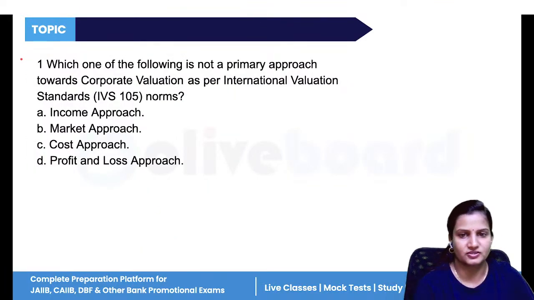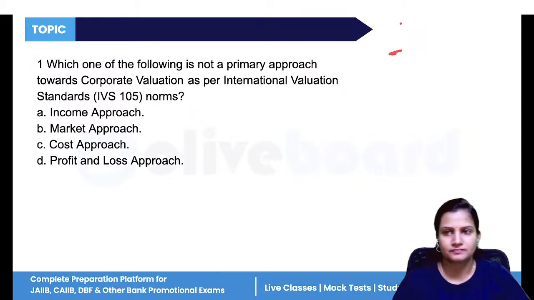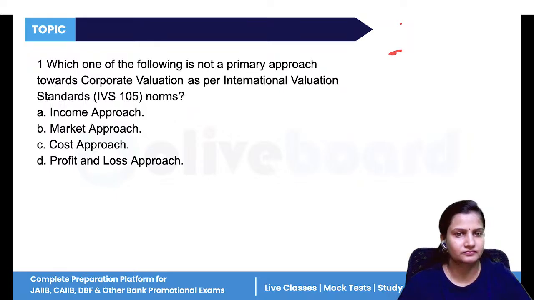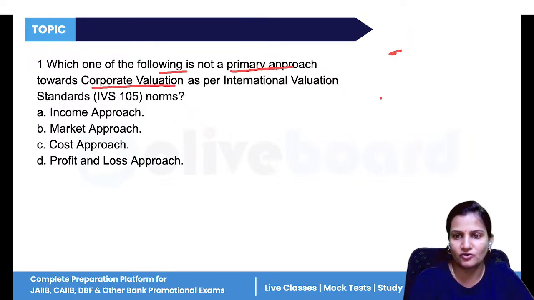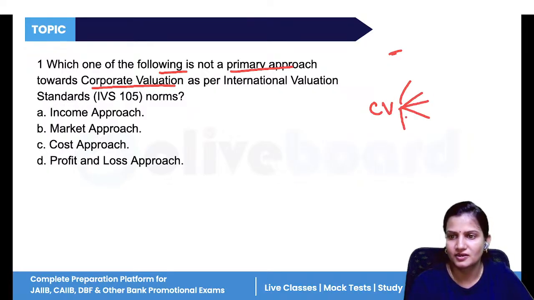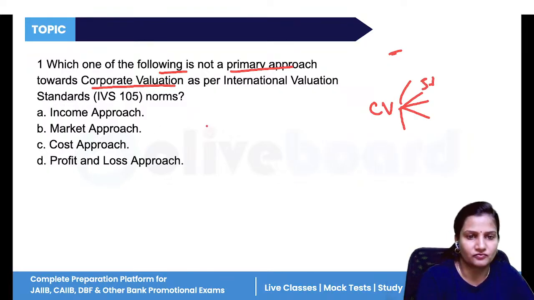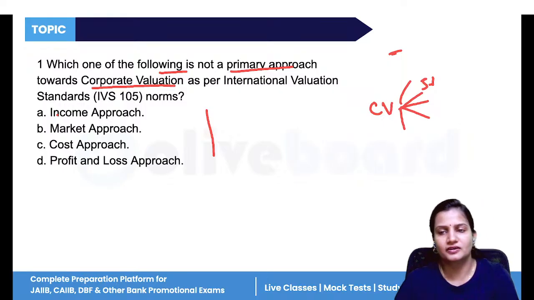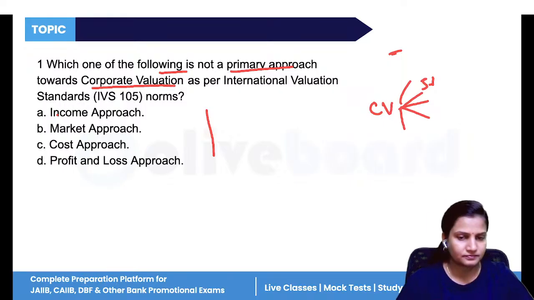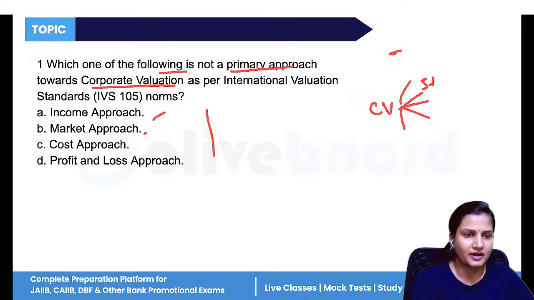Now, first question. Give me the answers and please don't forget to mention the question number before giving your answers. Which one of the following is not a primary approach towards corporate valuation? In corporate valuation, we have different approaches, 5, 6 approaches are there. Now, which among the following is not the approach related to CV? Income approach, market approach, cost approach, or profit and loss approach.